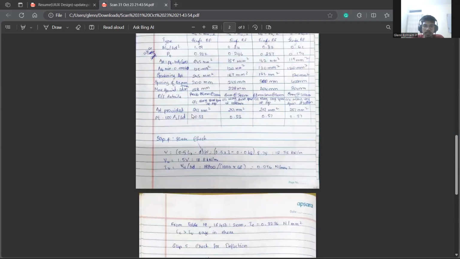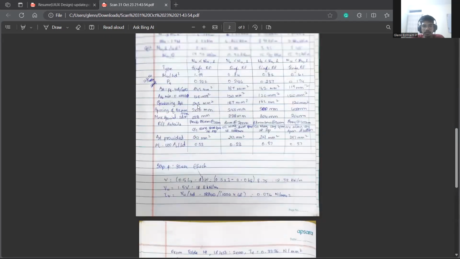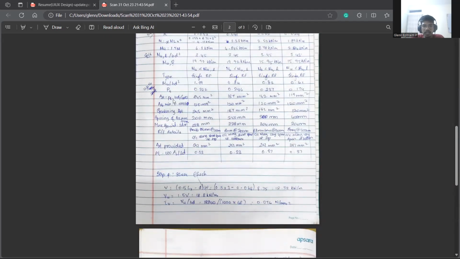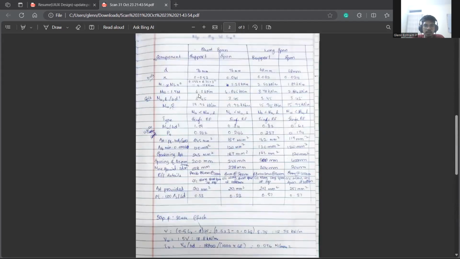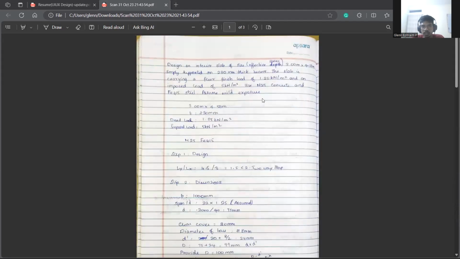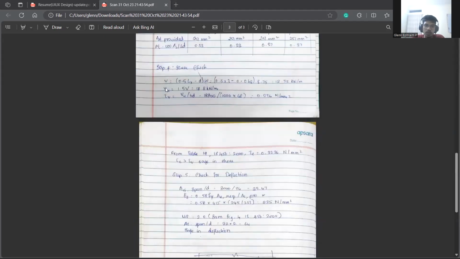So whatever area of steel we have provided, we are writing it down here as AST provided. We are calculating the PT value for this AST provided. Earlier we discussed the formula AST is PT into bd by 100. If we keep PT on one side and take the rest to the other side, we get the PT value, which is here. Using the AST provided value, we find the PT value. Since we have already made this table and checked all these steps, now we will move on to the shear check.